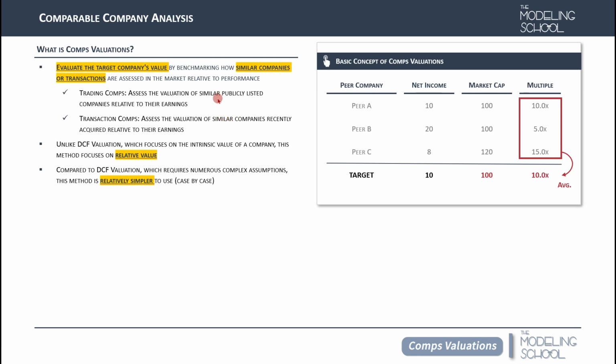And since these two principles are very similar, in our class, we will proceed using trading comps as the main example. And if there is anything worth noting that's different about transaction comps, we will explicitly point that out. So please keep that in mind.